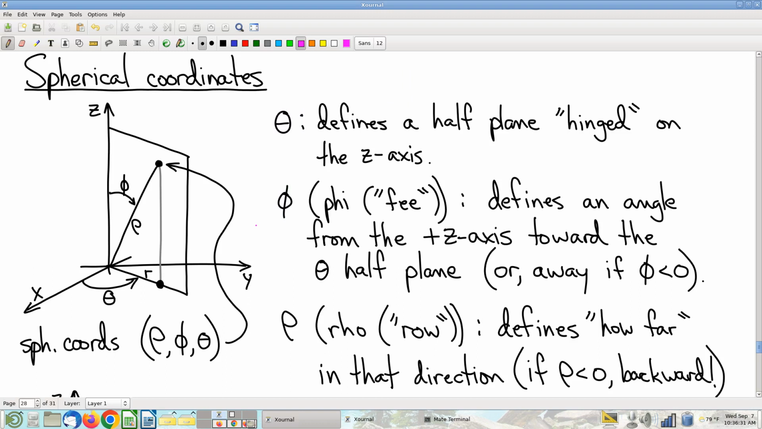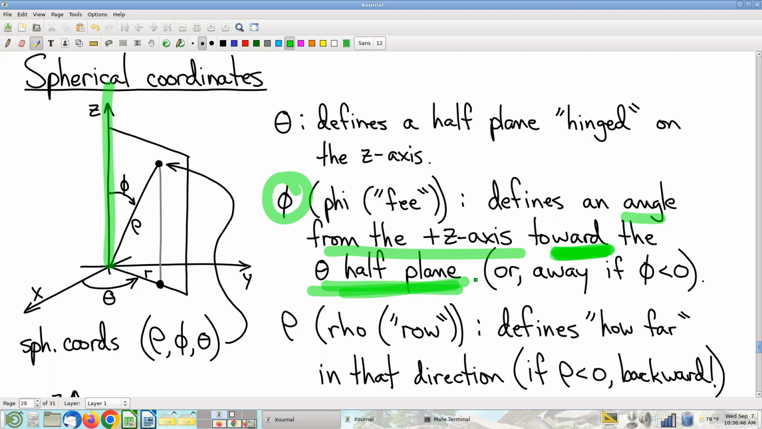So be careful about that. Okay, so phi is another angle. It's an angle measured off of the positive part of the z-axis, and then I'm going to say toward the theta half plane. So it goes that way. Again, theta having already defined the half plane, that tells you which is the positive direction for phi. And again, phi is the angle there at the origin. Green. There we go. Okay, so that's phi. How are we doing? Does everybody see what I'm talking about there?